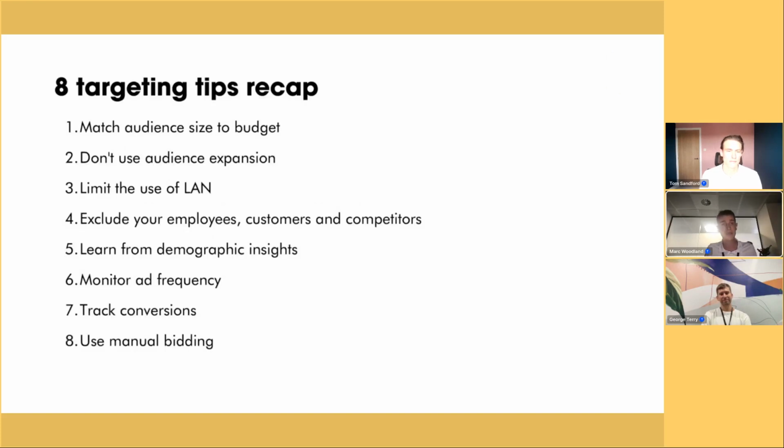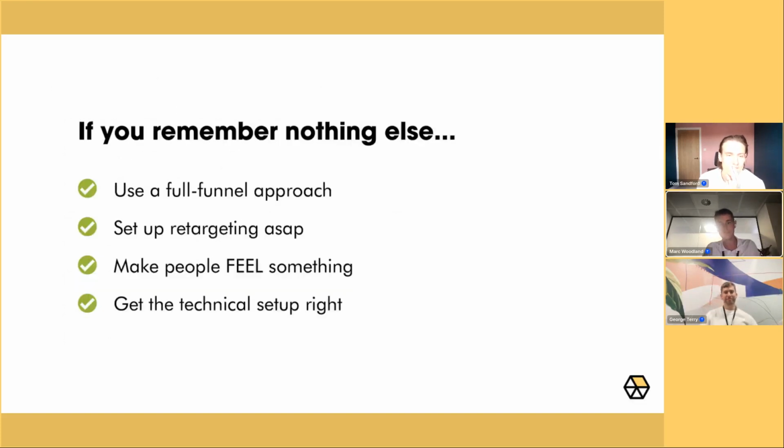So just to recap on these 8 targets and tips: match your audience size to budget. Don't use audience expansion, disable that. Limit the use of the LinkedIn audience network and proceed with caution. Exclude your employees, customers, and competitors from your campaigns. Learn regularly from your demographic insights. Monitor the ad frequency. Track conversions as low down the funnel as possible, and use manual bidding to reduce your cost per click. That's the execution part. Back over to you, Tom.